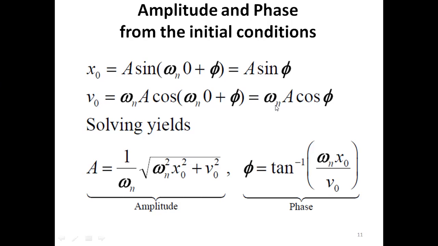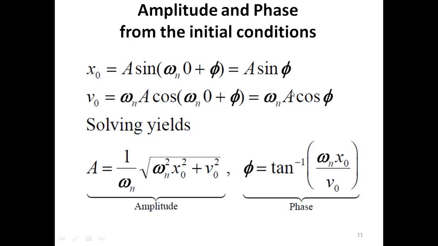And it would become ω_n A cos φ. So you would get this equation. So we have two equations, and we have two unknowns. These two unknowns are A, the amplitude, and φ, the phase, because we want to find these two from the initial conditions. If we know the initial conditions, then how do we find A and φ?